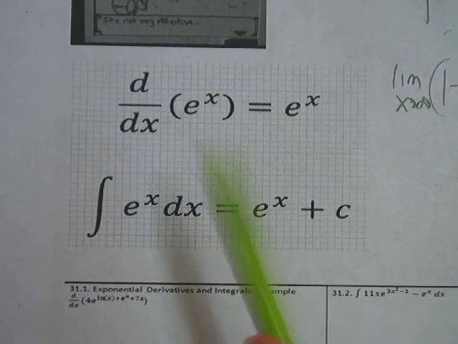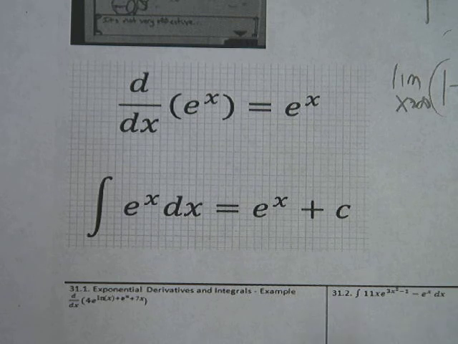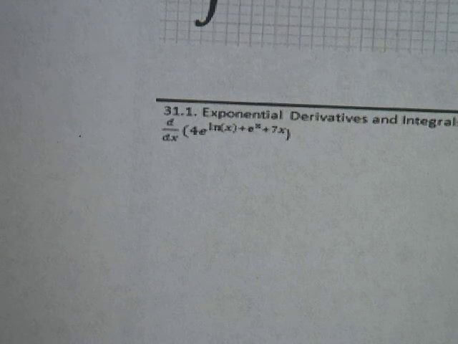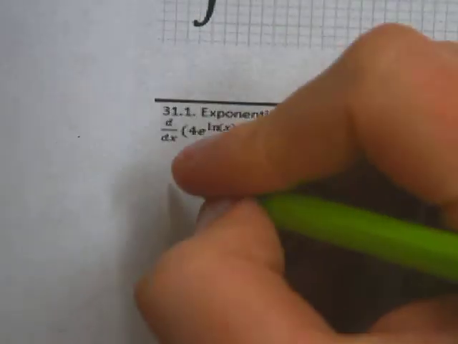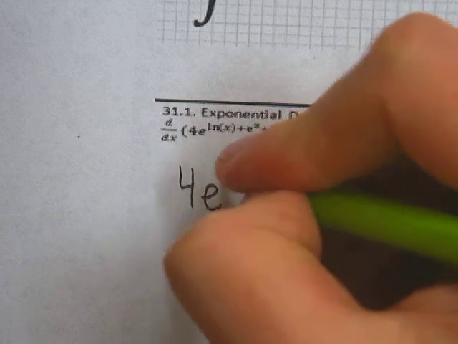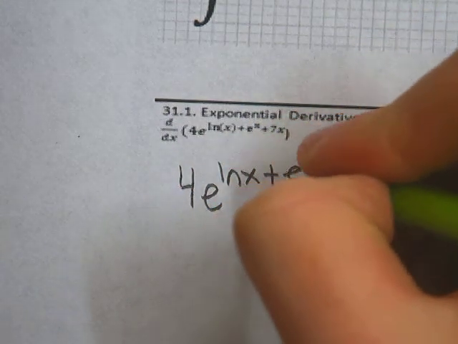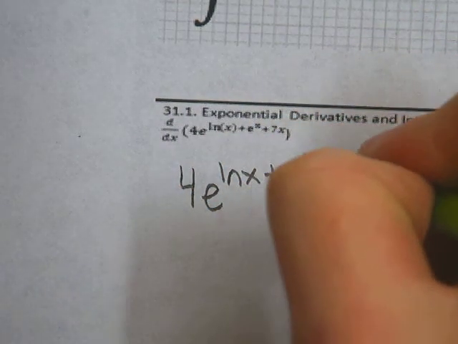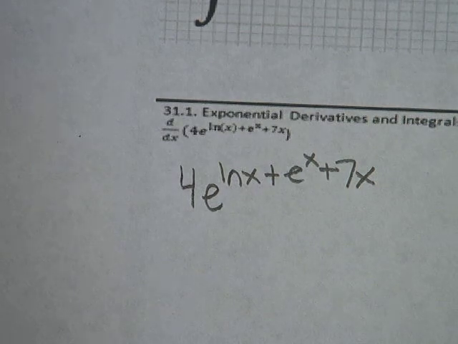If the derivative and the integral are just the same, well, we're going to have u's and du's, things in the exponents, so let's figure out how to deal with those. Okay, this one. We have 4e to the natural log of x plus e to the x plus 7x. So we know the first part of the derivative is just going to be to rewrite, because we always have what we started with in our derivative.